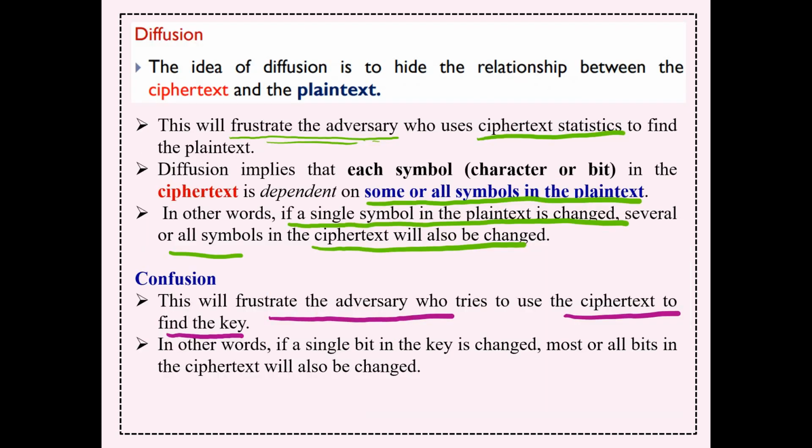I already told you about this, so I don't think we need much discussion. The idea of diffusion will frustrate the adversary who uses the ciphertext statistics to find the plain text. That's the main purpose. Whereas confusion is against one who tries to use the ciphertext to find the key, so that the cryptanalyst or intruder cannot get back the key easily. That's why these two methods have been used.